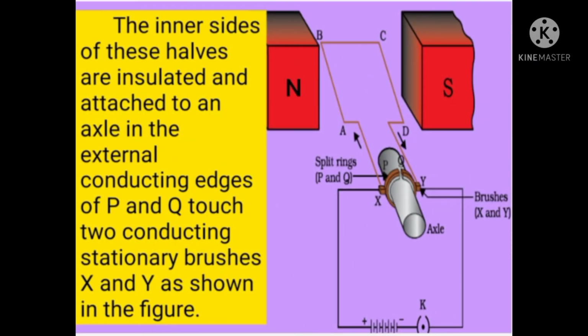The inner sides of these halves are insulated and attached to an axle. The external conducting edges of P and Q touch two conducting stationary brushes X and Y as shown in the figure. This figure is actually given in your textbook.